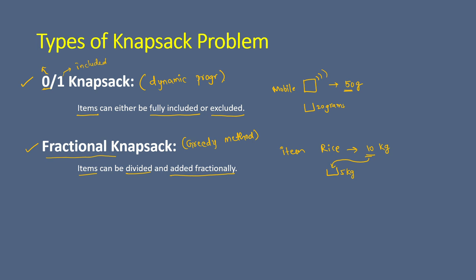Tell me whether it is minimization or maximization. This is maximization. Maximization means the items I have chosen should give the maximum value. Let us see how to do this. I will show you one example.